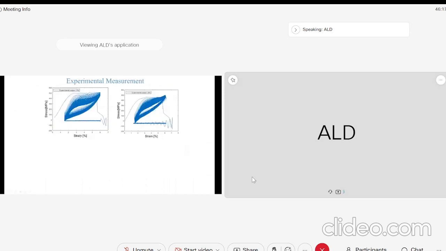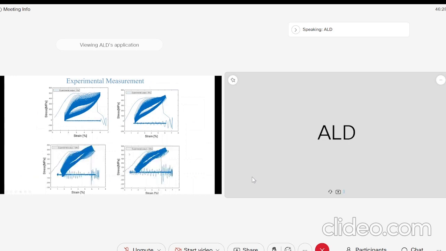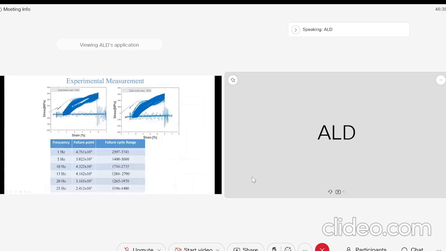We can see the 1 hertz case where the strain is 6% and this is the stress. The hysteresis curves are there for 1 hertz, 5 hertz, 10 hertz, and 15 hertz. We can easily see that the area under the curve, the hysteresis, decays as we increase the frequency. Then 20 hertz and 25 hertz. So now for the frequencies of 1, 5, 15, 20, and 25 hertz, and the failure point, so far we are concluding the failure point and failure cycle range, with 20 to 30% error.